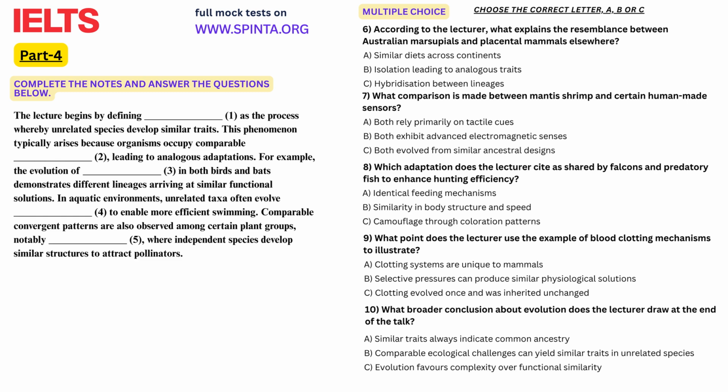First, let us define convergent evolution. Convergent evolution occurs when species from different evolutionary backgrounds develop similar traits or adaptations. This typically happens because they occupy similar ecological niches, or face comparable selection pressures.